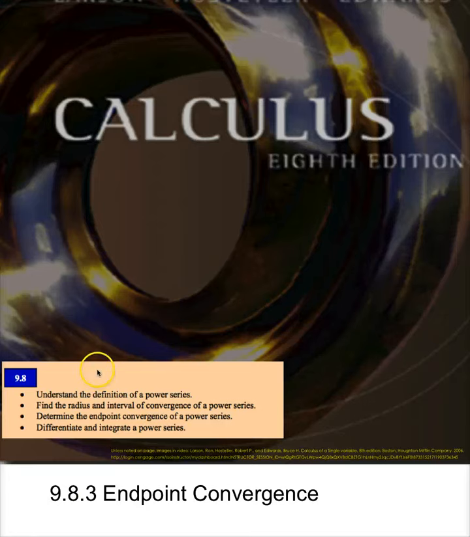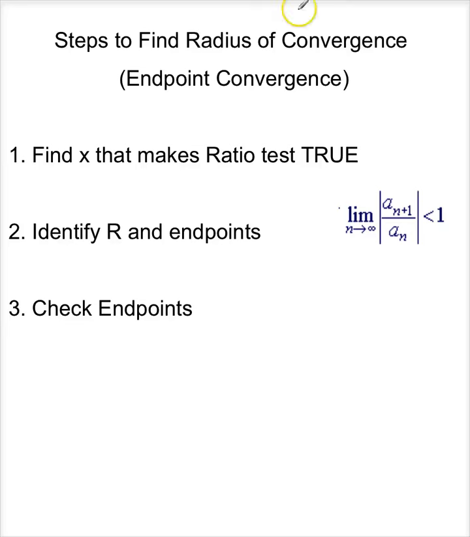Once you have your radius of convergence, you need to check for endpoint convergence. So the general steps for finding the radius of convergence and the endpoint convergence: you find x that makes the ratio test true, and make sure you use those absolute values. You identify r and the endpoints, and then you need to check those endpoints.